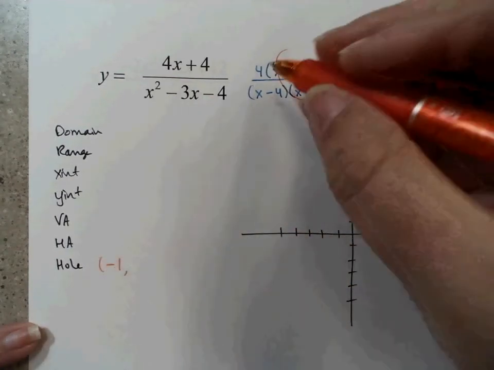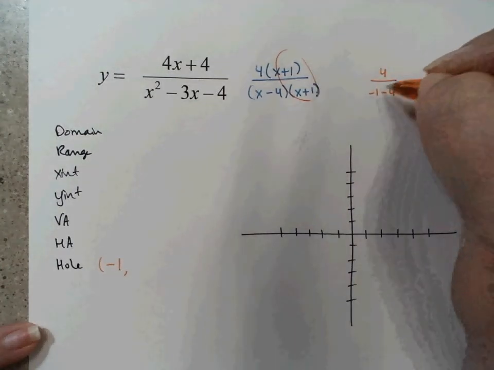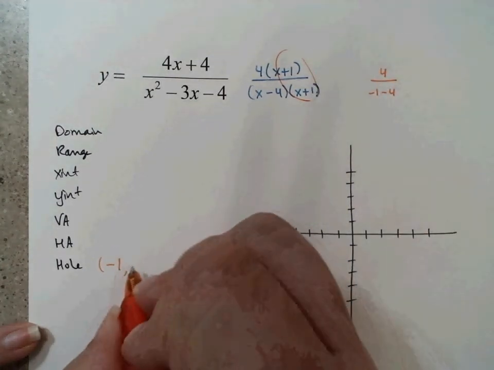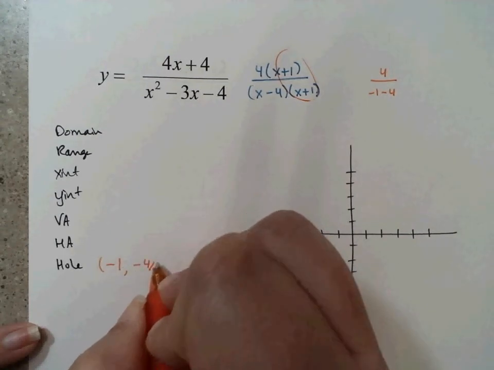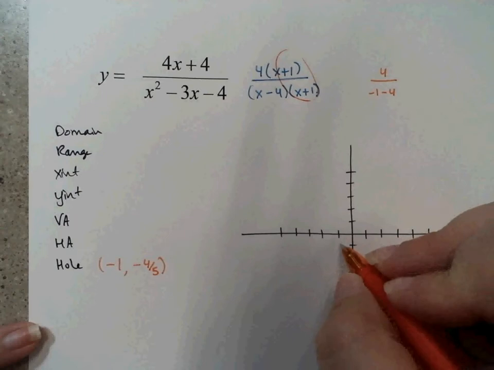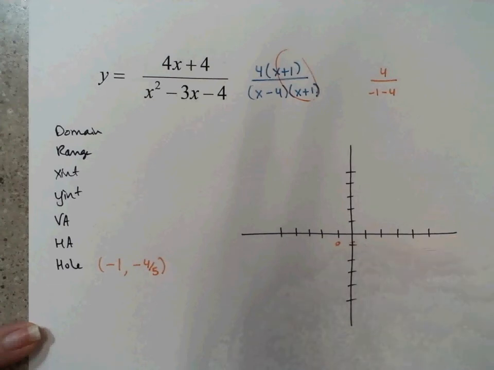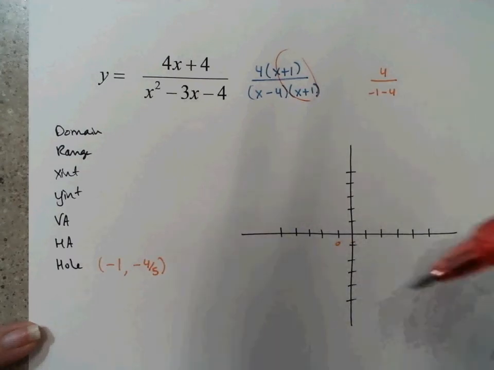Now I do want to know the location of that, so I'm going to plug negative 1 into what's left over: 4 divided by negative 1 minus 4. So 4 over negative 5, that's negative 4/5, so negative 0.8. I'm going to go ahead and graph that at negative 1 and negative 0.8. Okay, all right. Now we're going to talk about what's left over.